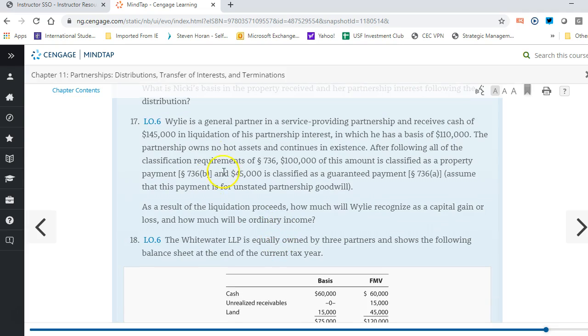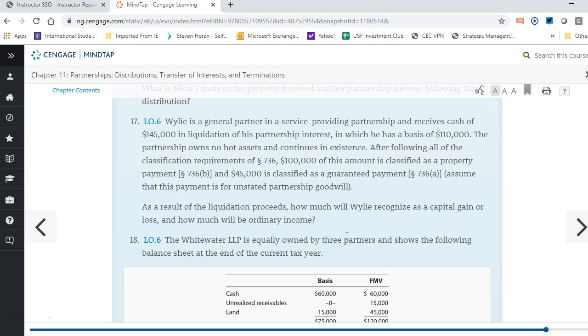Question 17 says that Wiley is a general partner in a service providing partnership and receives cash of $145,000 in liquidation of his partnership interest, in which his basis was $110,000. The partnership owns no hot assets and continues in existence. After following all of the classification requirements, $100,000 is classified as property payment, $45,000 as a guaranteed payment. Assume that this payment is for unstated partnership goodwill. As a result of liquidation proceeds, how much will Wiley recognize as capital gain or loss and how much will be ordinary income?